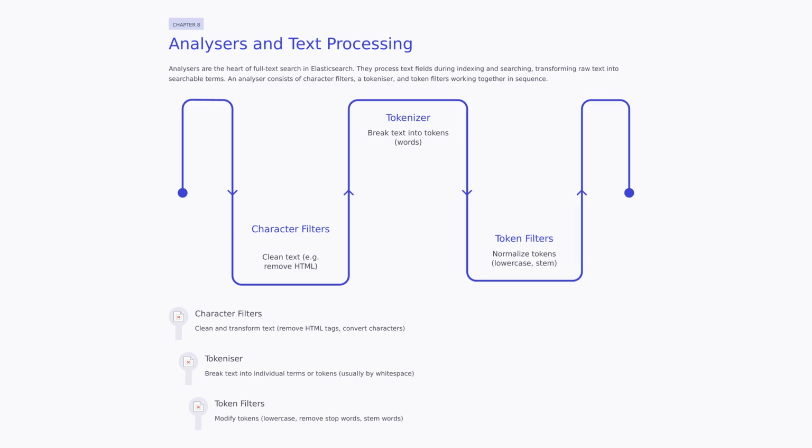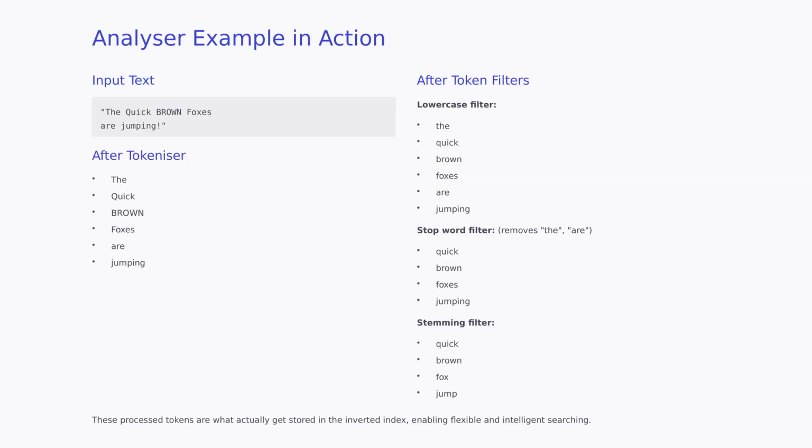Elasticsearch's search prowess. In this example, we witness the analyzer in action. From the input text, the quick brown foxes are jumping, we progress through the tokenizer, token filters, and stemming filter. The processed tokens, like quick and jump, are what populate the inverted index, enhancing search capabilities. This method streamlines information storage and retrieval, optimizing search results for users.